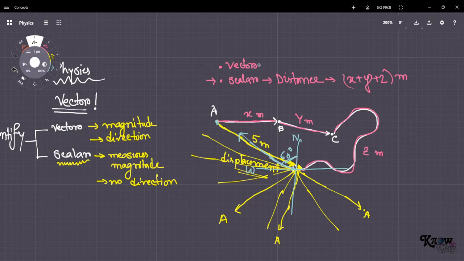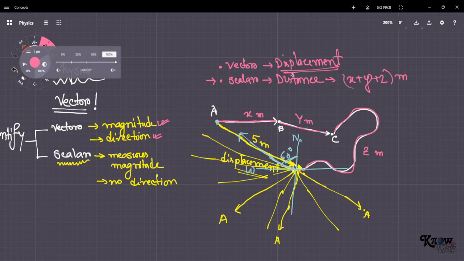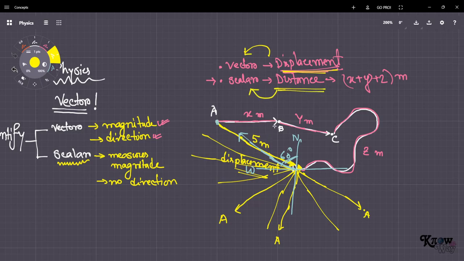The vector quantity here will be completely different, and it will not be called distance, it will be called displacement, because alongside the magnitude we also specified the point A with an angle, or with a direction. So magnitude was used and direction was used. The displacement that we described is a vector quantity, and the distance is a scalar quantity.